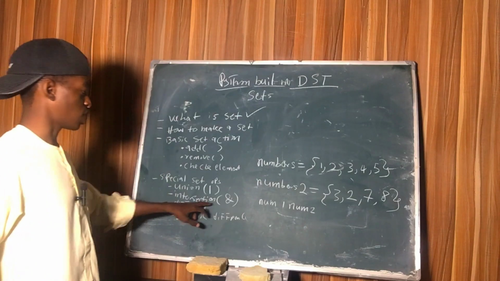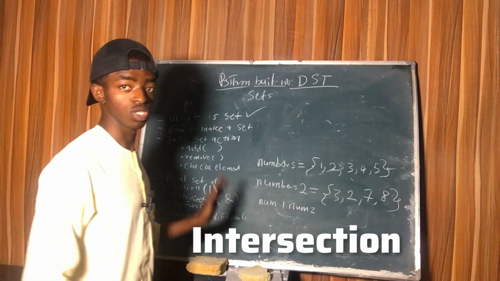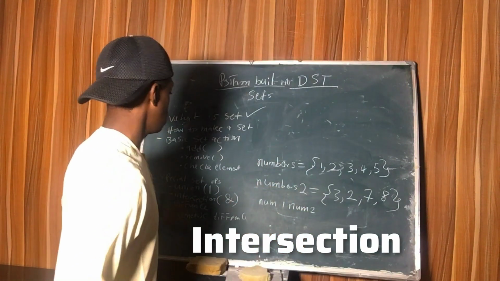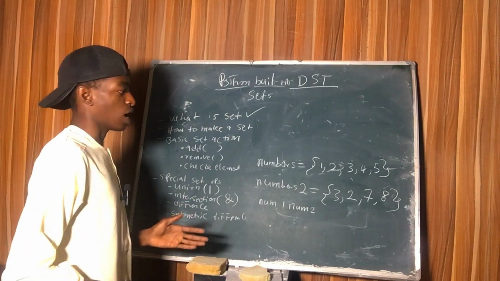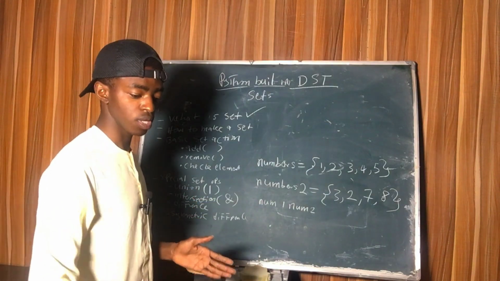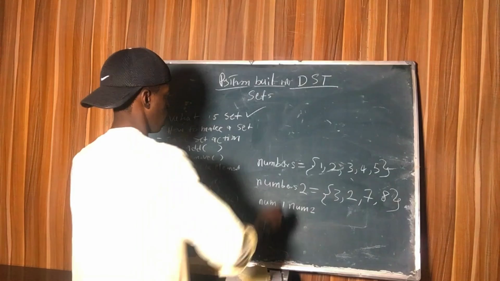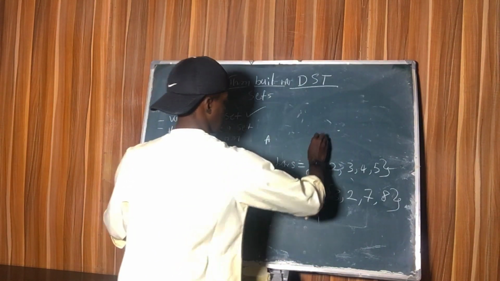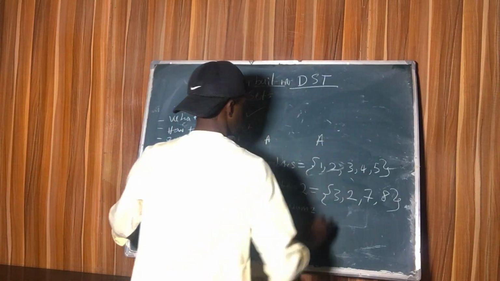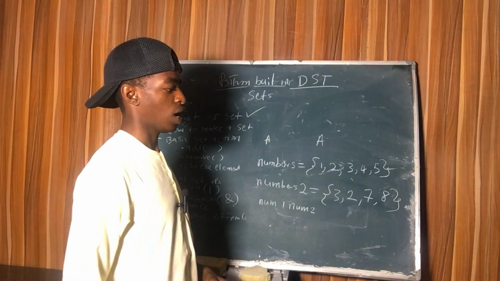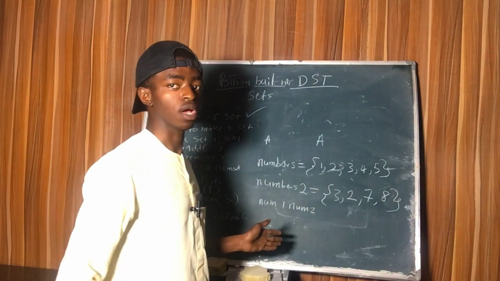Moving on to intersection. Union, you see, is just like addition, combine them together. Intersection is like asking, okay, what do I have here and what do I have here? If I have A in set A and I also have A in set B, this is what we call intersection. I have A here and I have A here.